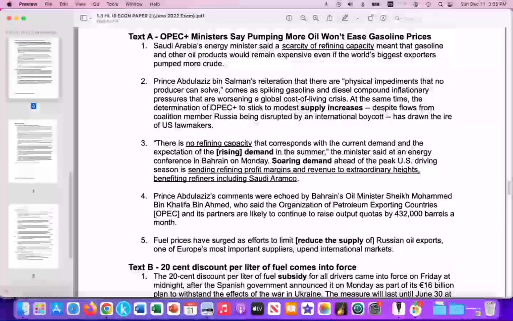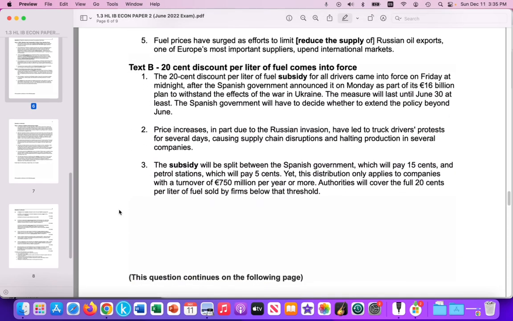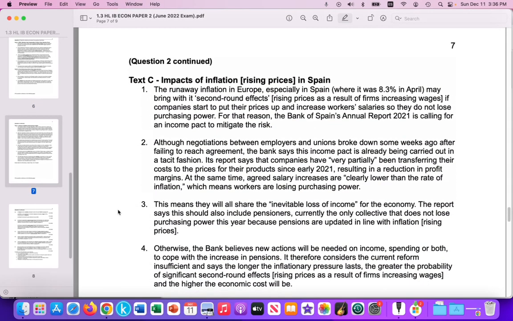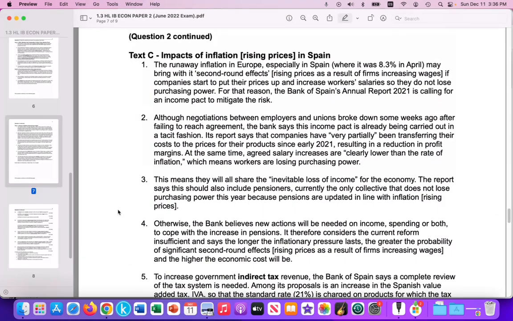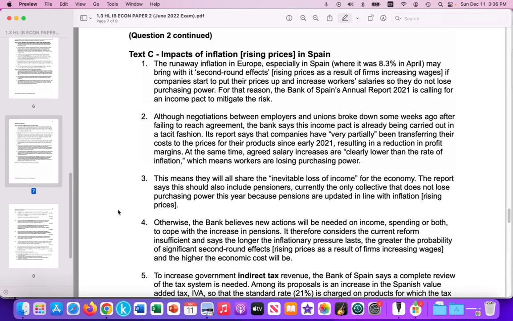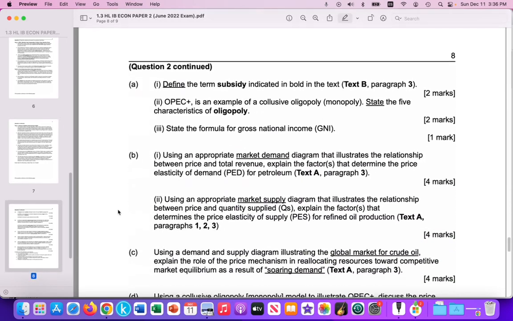So here we have the snippets of text that I took from those 3 articles. Text A, again, looking at the collusive oligopoly. Text B, a solution being provided by the Spanish government of a per unit subsidy on fuel. And then text C, also addressing Spain and potential solutions like reducing indirect taxes and so on. So let's take apart this exam.